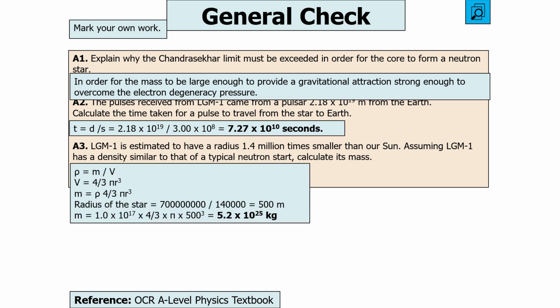Now in this last question, we can work out the density. So density is mass over volume, and volume is 4/3 πr³ because we assume it to be a sphere as a star. So therefore our mass is going to be density times volume. So you can put that in together.